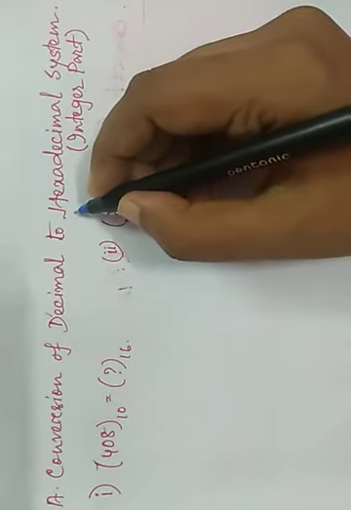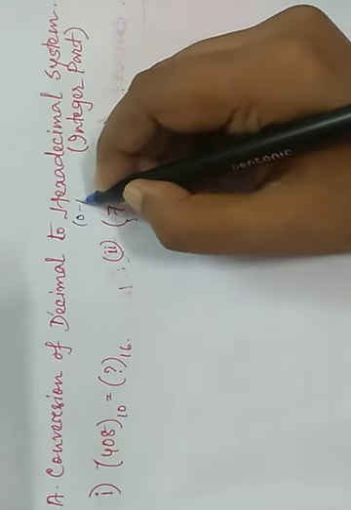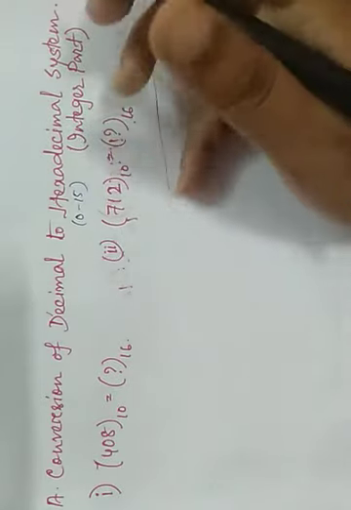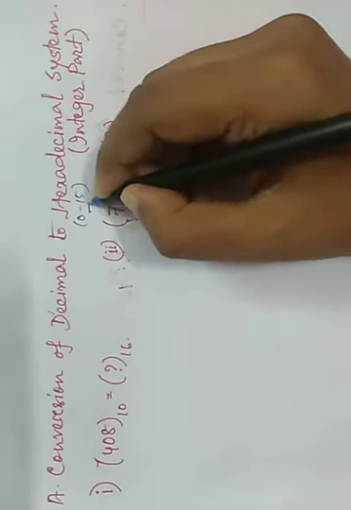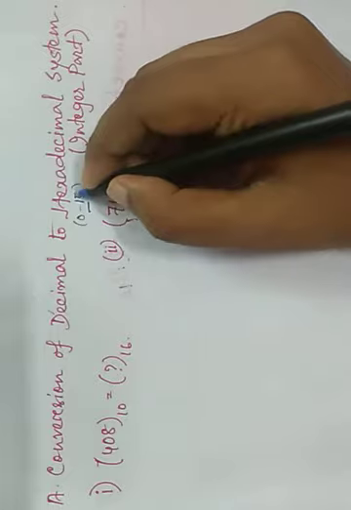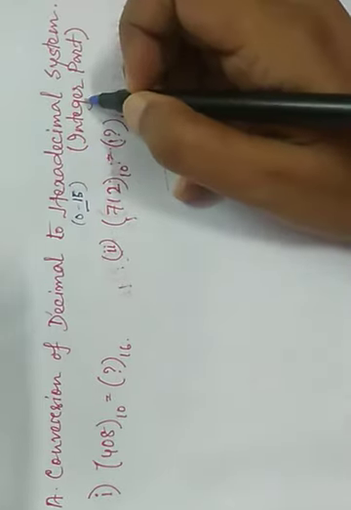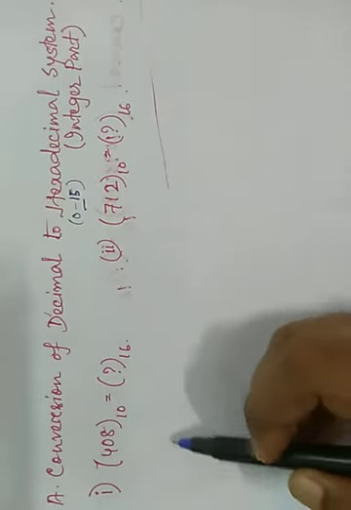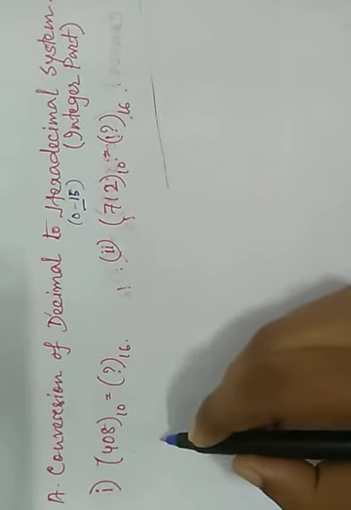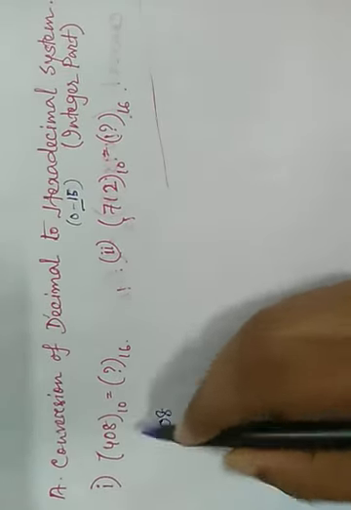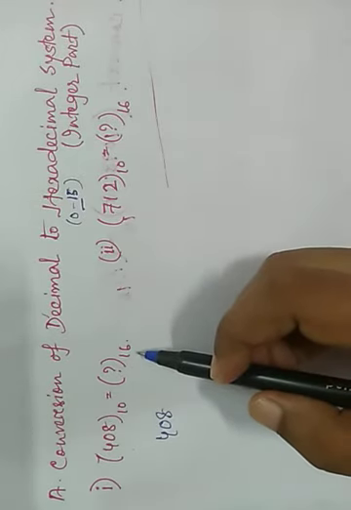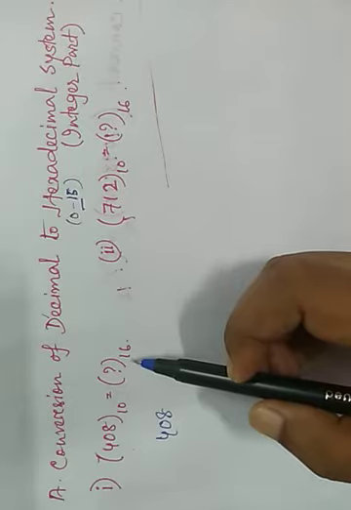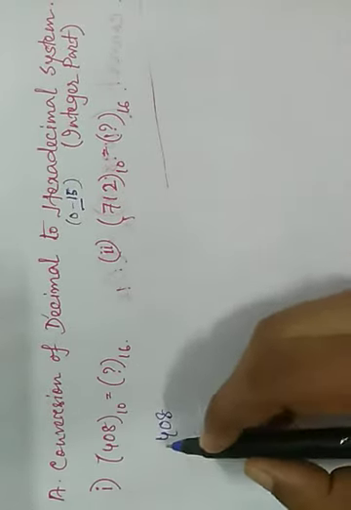The digits belong to hexadecimal, so we know that 0 to 15, and for 10 to 15 it is A, B, C, D, E, F. So we have to keep in mind that the number belongs to the system which we are going to convert to. Okay, so let us see. Our first number is 408. We have to convert it into hexadecimal number system. So the base of the hexadecimal number system is 16, and for that reason we have to divide it by 16.